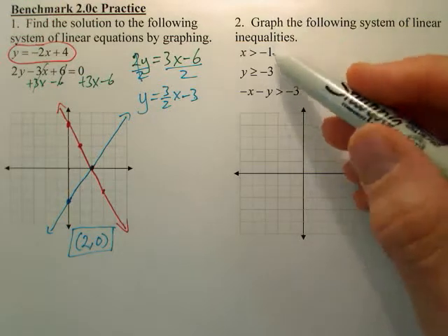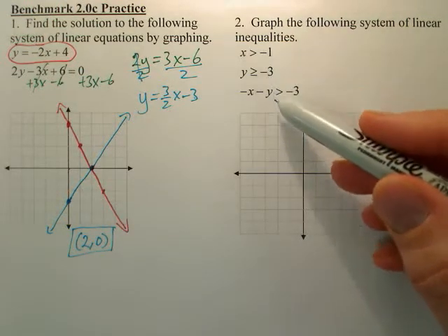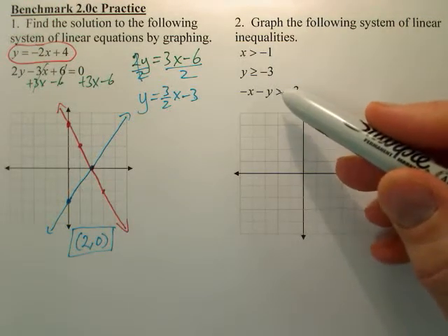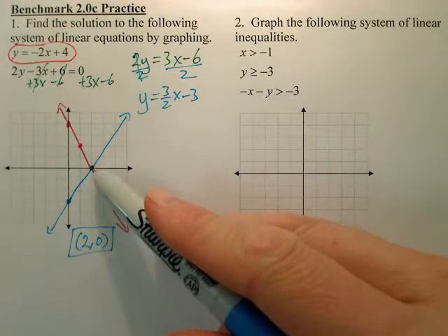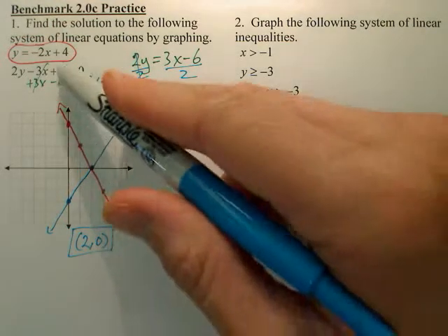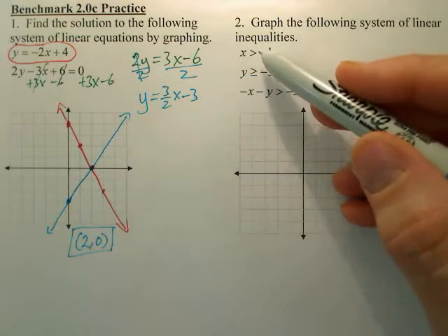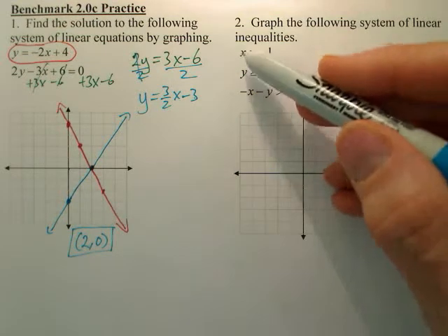For number 2, we are going to draw 3 graphs and shade, and the answer is where all 3 overlap. Here we're not shading. The reason I know where there's no shading is there's equal signs. The reason I know there is shading is because there are inequality signs.